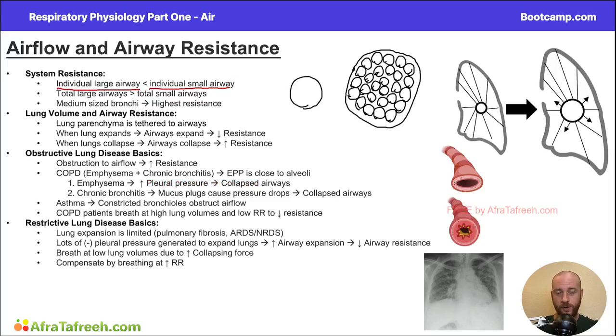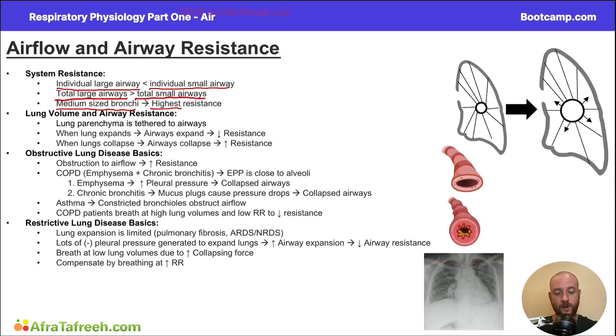So in total, the actual total resistance of the small airways is smaller than the total resistance of the large airways. And so we have that over here. The total small airway resistance is going to be smaller than the total large airway resistance. And where the resistance is the highest is actually in the medium-sized bronchi, and that's because not only is there not very many of them, but their diameter is also smaller than the large diameter airways.